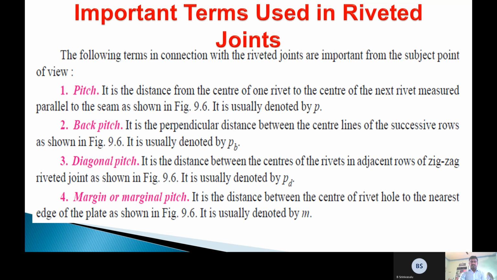Okay, next, margin or marginal pitch. It is the distance between the center of the rivet hole to the nearest edge of the plate, as shown in the figure. Margin or marginal pitch. Now, it is denoted by M.